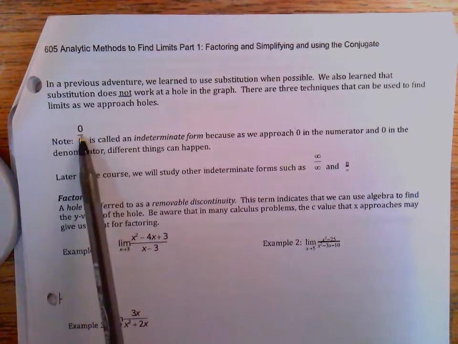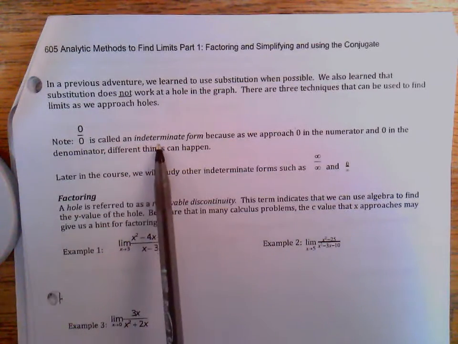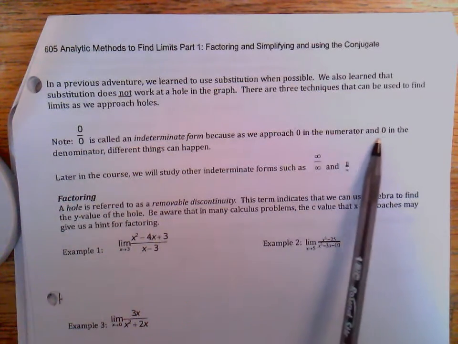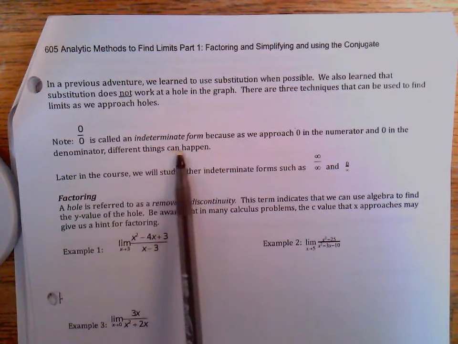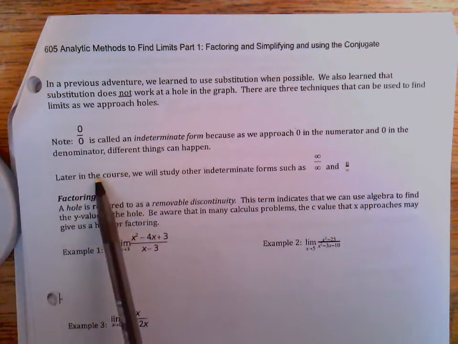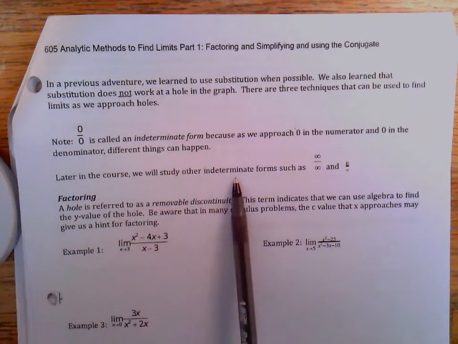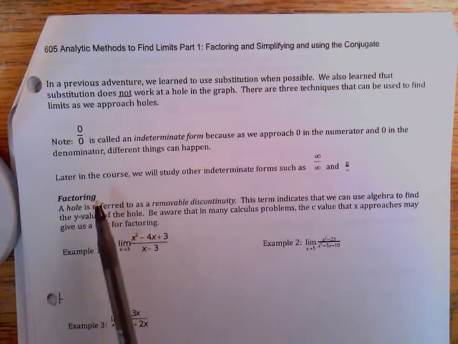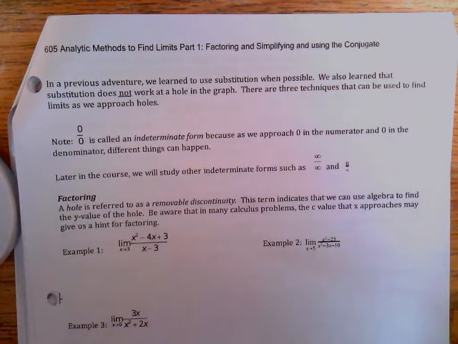And 0 over 0 is called indeterminate form because as we approach 0 in the numerator and in the denominator, different things can happen. And later in the course, we'll look at other indeterminate forms using infinity. So we've already looked at this, so this is a good review.